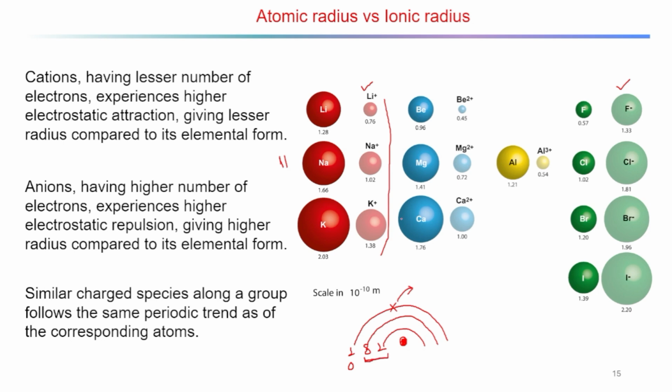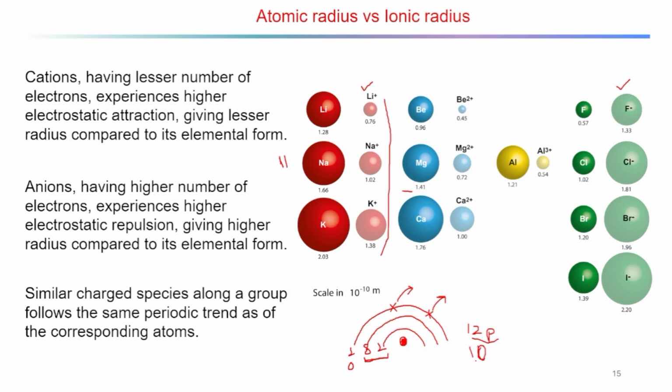And even if you take magnesium, in magnesium there were 2 electrons. If you remove 1 electron, that time we will have a total of 12 protons and 11 electrons in case of magnesium plus. But when we do magnesium 2 plus, that time we are removing both the electrons. So this third shell becomes vacant, 0. That time we have 12 protons and 10 electrons.